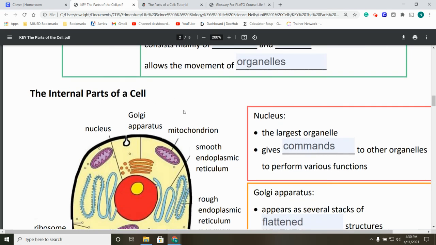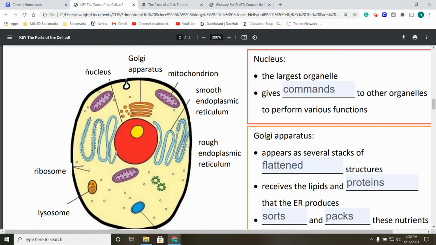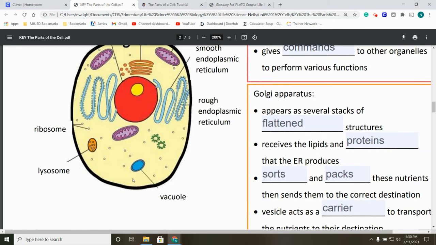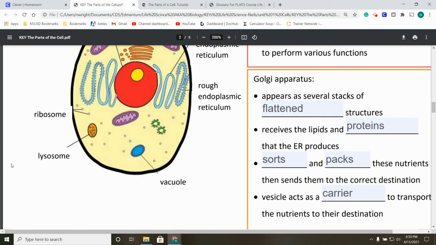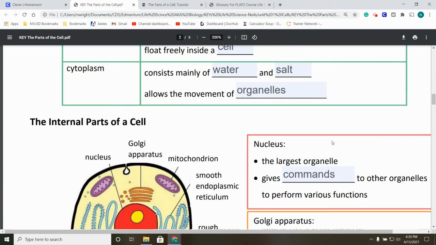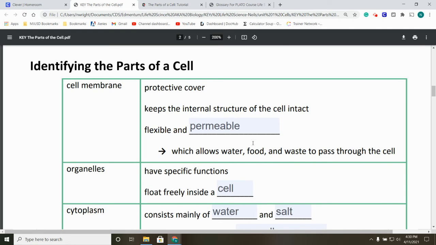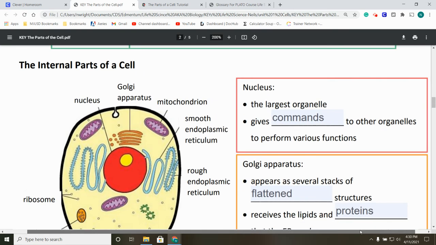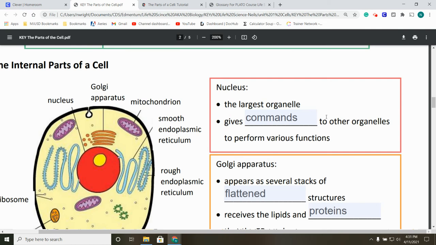The internal parts of a cell. You have the nucleus, the Golgi apparatus, the mitochondrion, smooth endoplasmic reticulum, the rough endoplasmic reticulum, a vacuole, lysosome, and ribosome. Nucleus. It gives commands to other organelles to perform various functions.